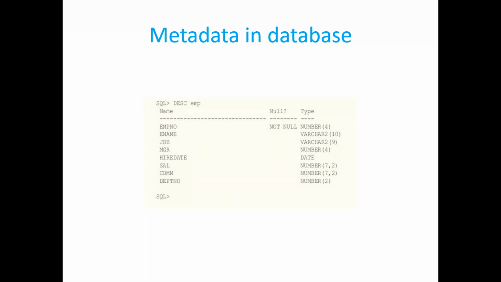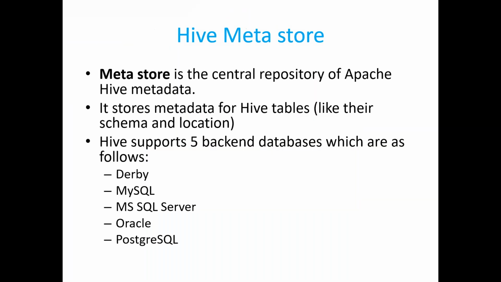So we got a fair understanding about metadata with respect to databases. Now let's talk about metadata with respect to Hive. In Hive, we are going to store all the metadata in the Hive Metastore. What is Hive Metastore? Hive Metastore is nothing but a central repository to store the Hive metadata. Now when I say Hive metadata, it includes the schema and the location. Schema is nothing but the structure of your table. That is, what are the different column names that we have got, what are the data types, and which one is a mandatory column, etc.